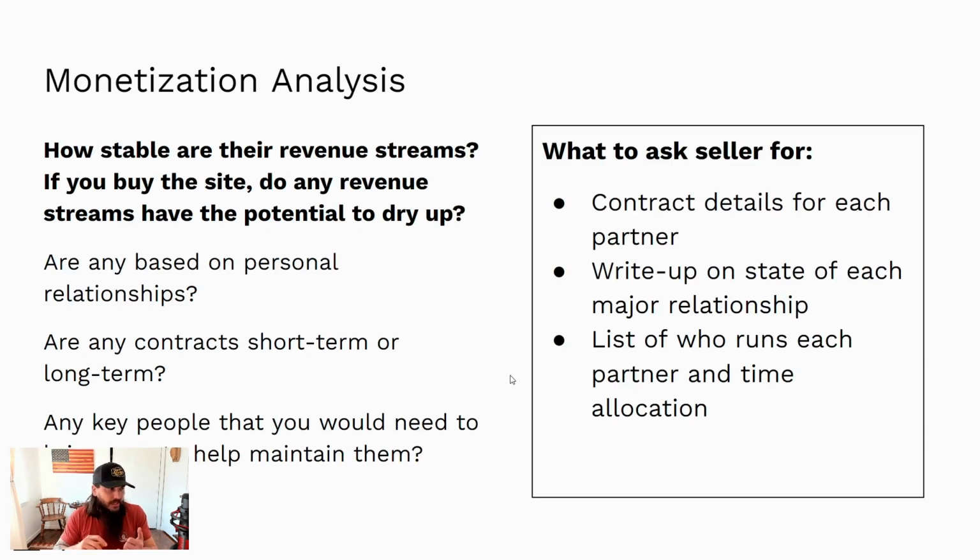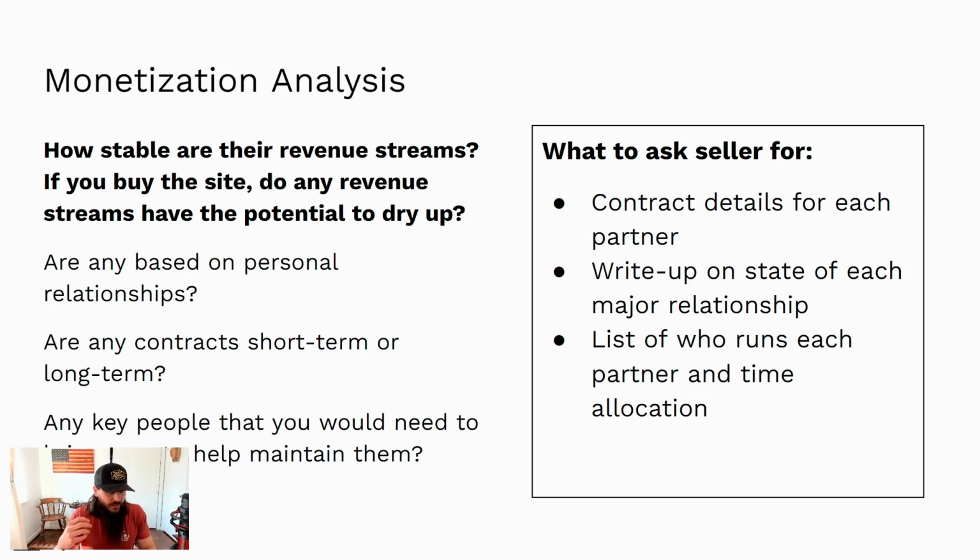You also want to really understand how stable the revenue streams are. So if you buy the site, is there anything that's really going to dry up on day one or shortly thereafter post-transition? A few questions that I like to ask here: are there any revenue streams that are based on personal relationships? There have been some cases that I've seen where a few sites are literally monetizing just because one of the people on the leadership team is friends with a person on the leadership team at a brand and has a special deal, and if that person leaves the organization, that potentially fizzles out or just dissolves, and there's no real teeth behind keeping that deal alive.